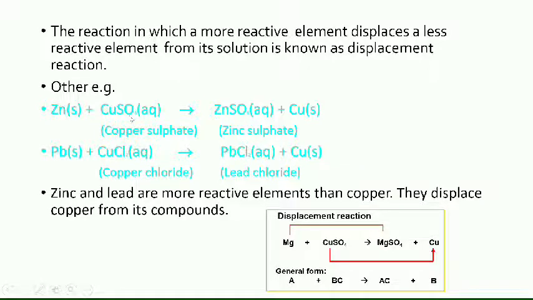So in these two cases, we can note that these two compounds are of copper, and the two reactants are more reactive than copper, so they are displacing copper from its different compounds, like zinc sulfate being formed and lead chloride being formed. So zinc and lead are more reactive elements than copper. So in a displacement reaction, the higher reactive element displaces the lower reactive element.